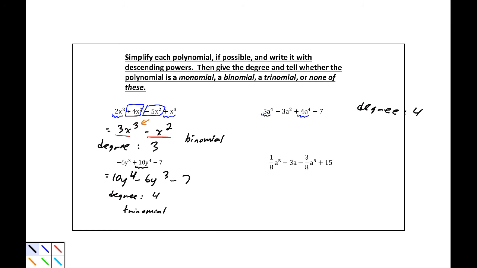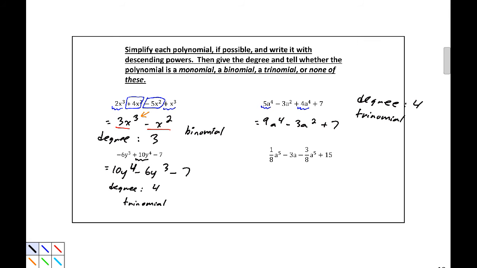5a to the fourth plus 4a to the fourth would combine to be 9a to the fourth, minus 3a squared plus 7, because none of those can combine together. So we have a fourth degree trinomial.